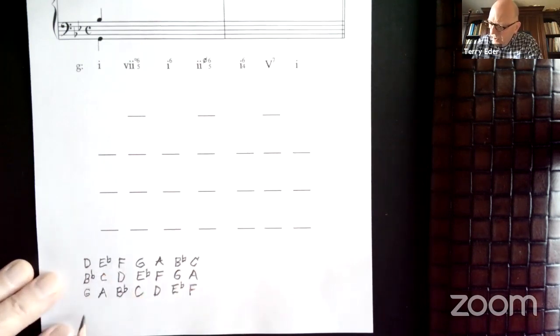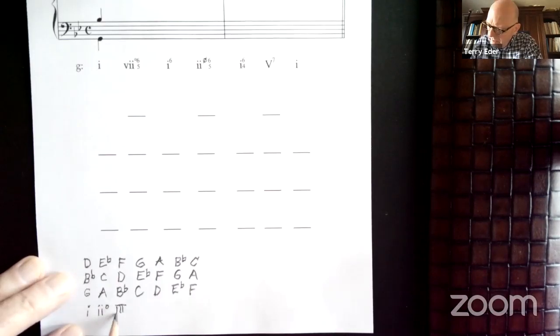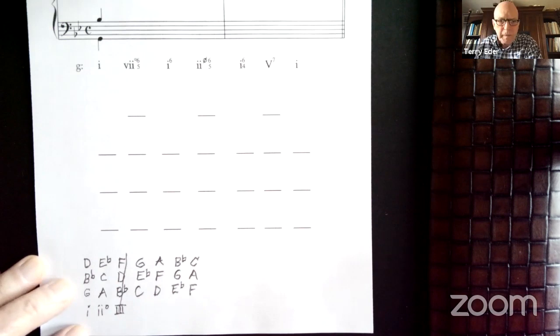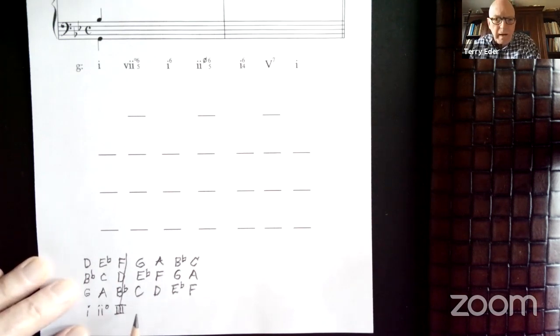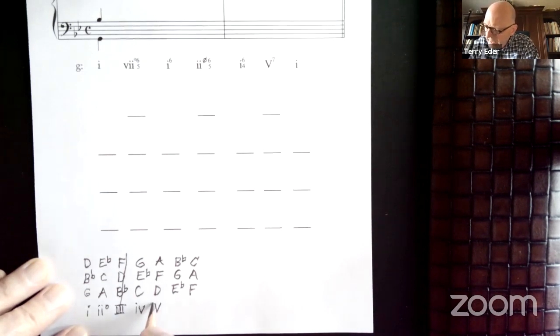Okay, and then our Roman numerals would be 1, 2 diminished in minor, 3, and you know we're not going to worry about that one too much because it doesn't happen often. I have a student in my class right now who loves the 3 chord, but I tell him you can't use that all the time, hardly at all, in fact. Okay, and then it's 4 minor, and then 5 major.